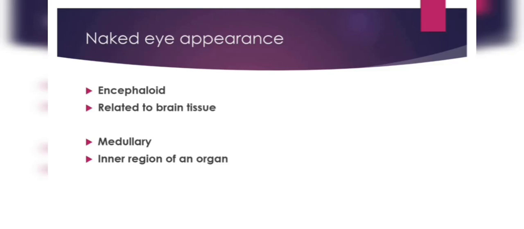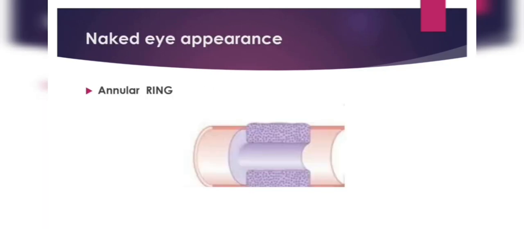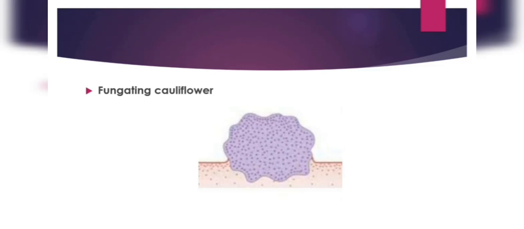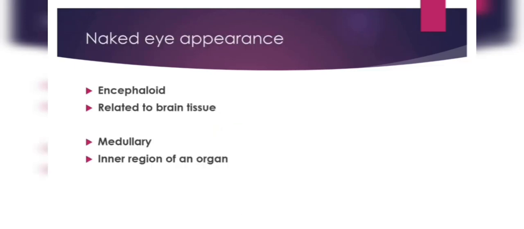And there is another form which is encephaloid form. As we know, encephaloid means related to brain tissue. So, morphologically, this tumor will look like brain tissue. And then again, medullary means inner region of an organ. So, generally, we cannot see this type of tumor from outside. So, according to naked eye appearance, we have annular form, fungating form, serous form, encephaloid form and medullary form.